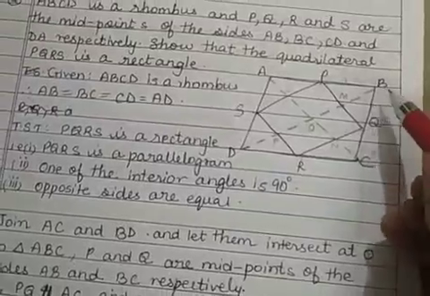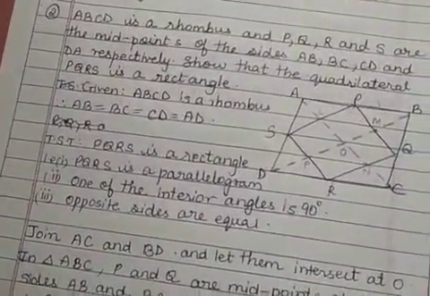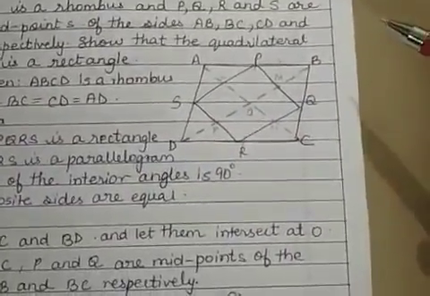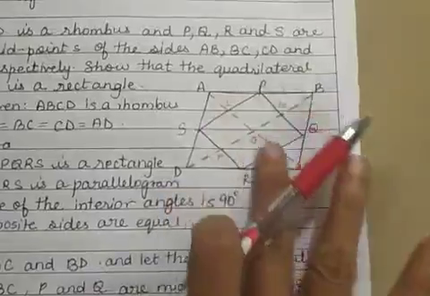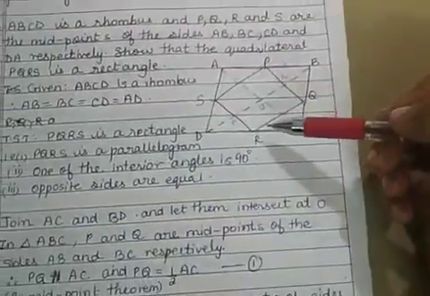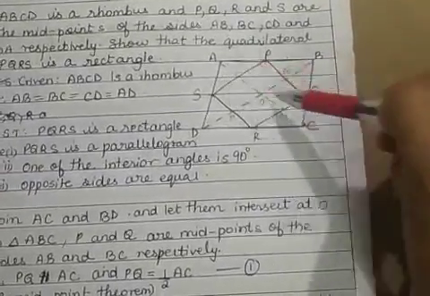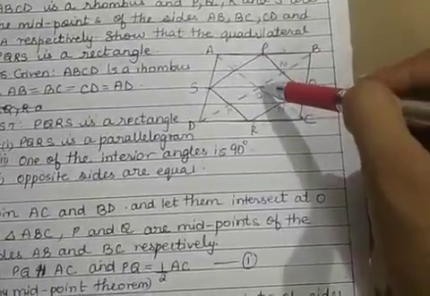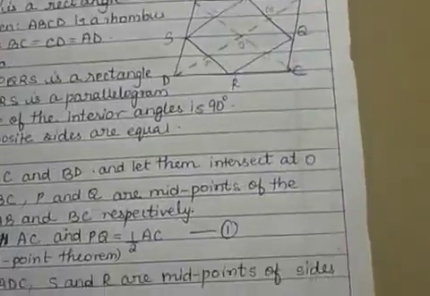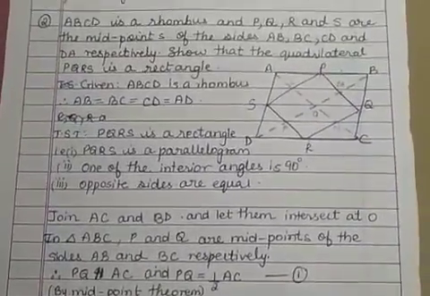Now in order to show this, we want to use the midpoint theorem. Since the midpoint is given to you, you have to use the midpoint theorem. To use the midpoint theorem, if these lines are not given to you, you don't have any triangles. So for that reason, we join AC and BD, and let these two diagonals intersect at the point O. So now we have got triangles which we can use to show that PQRS is a rectangle.